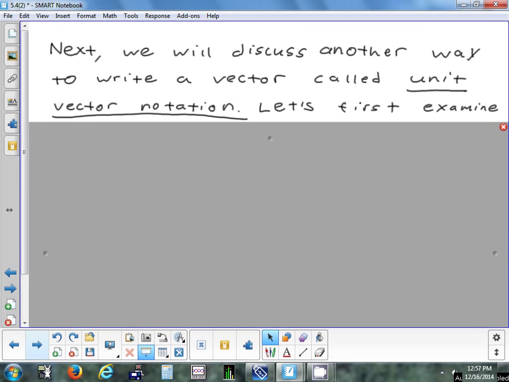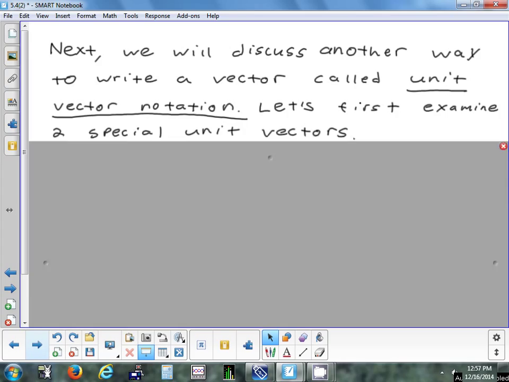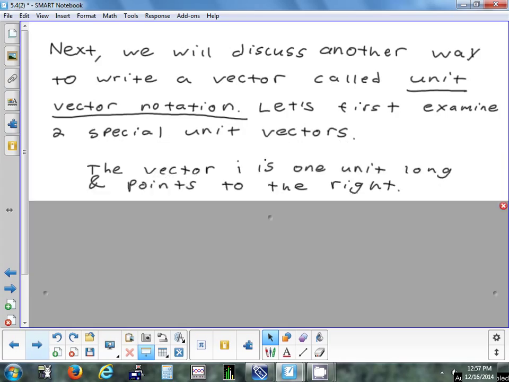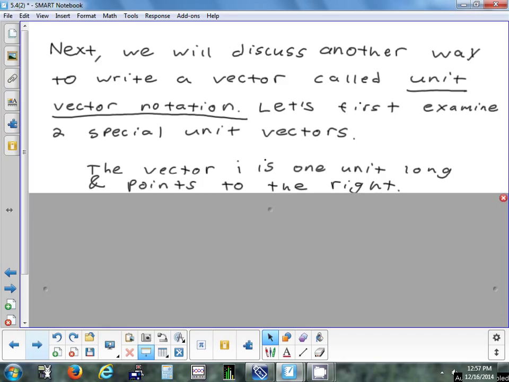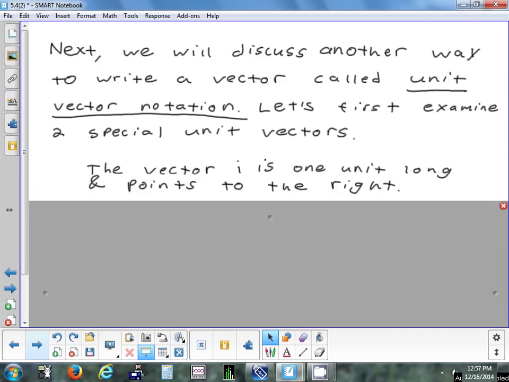All right. So we're going to look at a third way that we can write a vector. Okay, this will be our last way, and it's called unit vector notation. It's very, very similar to the way we learned yesterday using the angle brackets. But first, let's look at two special unit vectors. So for those that weren't here yesterday, a unit vector is basically just a vector that's 1 unit long. That's a unit vector.